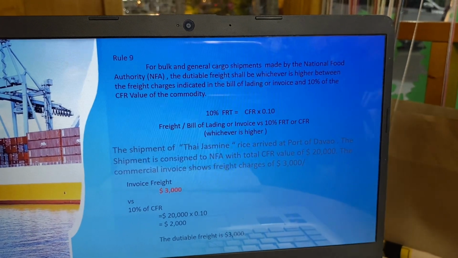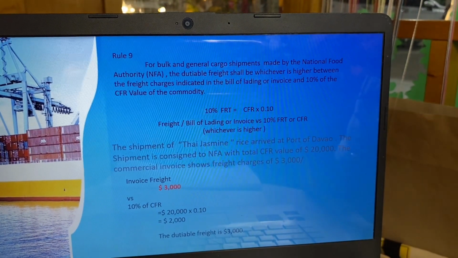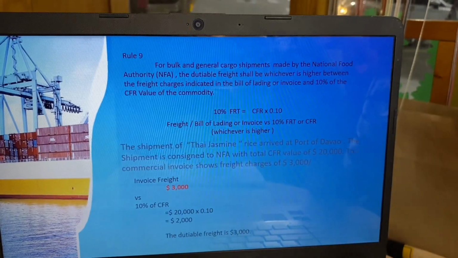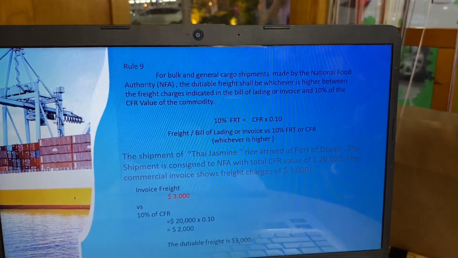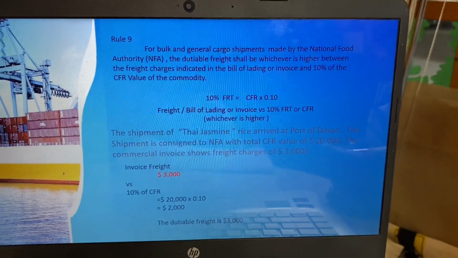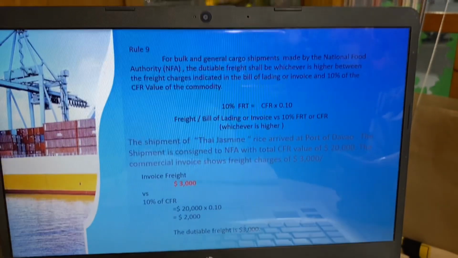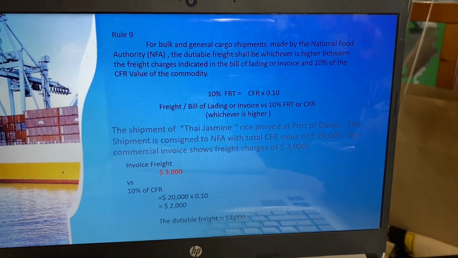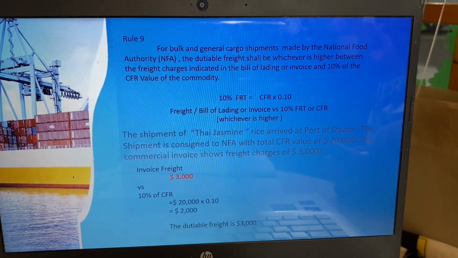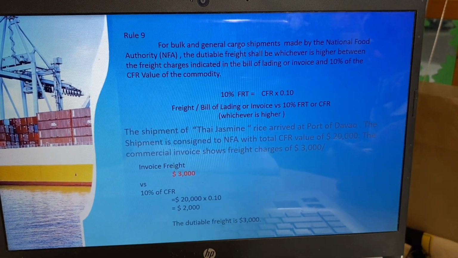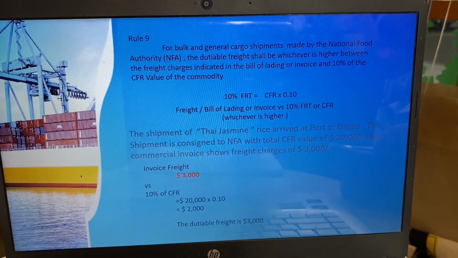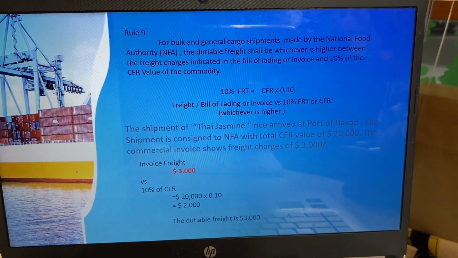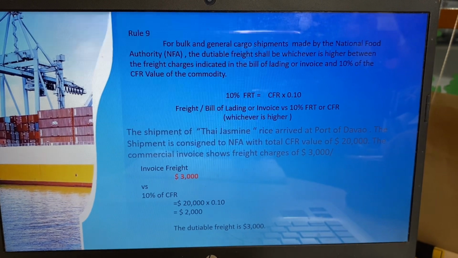For bulk and general cargo shipments made by the National Food Authority or the NFA, the dutiable freight shall be whichever is higher between the freight charges indicated in the bill of lading or invoice and 10% of the CFR value of the commodity. So under rule number 9, it's more on focusing on our National Food Authority. So we are going to compare the 10% of the CFR versus the bill of lading or invoice. Whichever is higher would automatically be our dutiable freight.